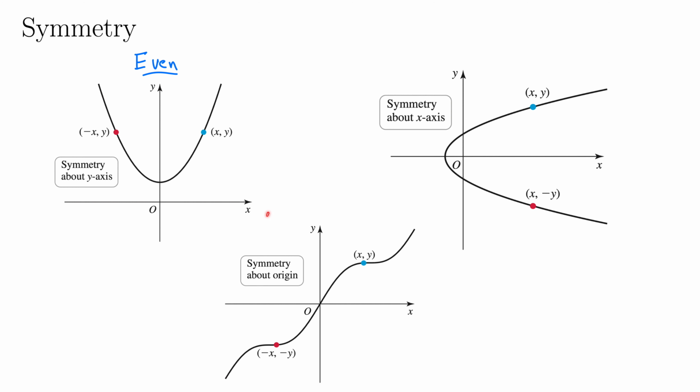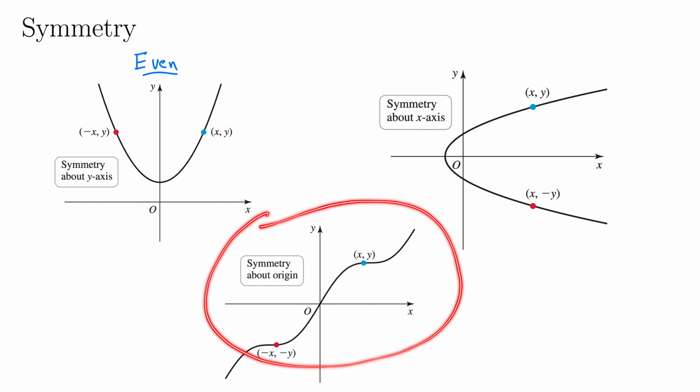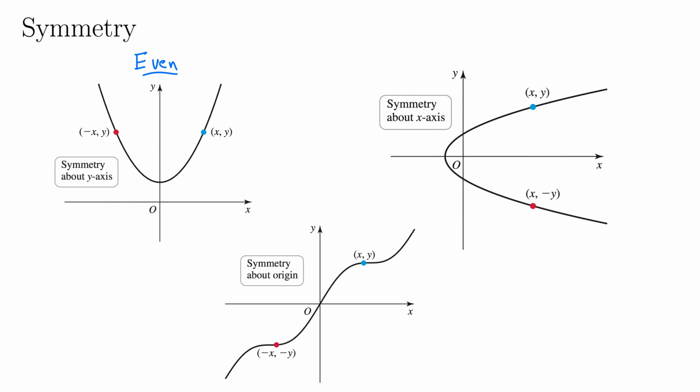Moving on to the third example, here we have something called symmetric about the origin, or symmetry about the origin. And what that means is anytime you have a point (x, y) included in your graph, the point (negative x, negative y) is also included in the graph. This is another kind of function that shows up all the time. It shows up so often we give it a special name. We call this an odd function. Odd.